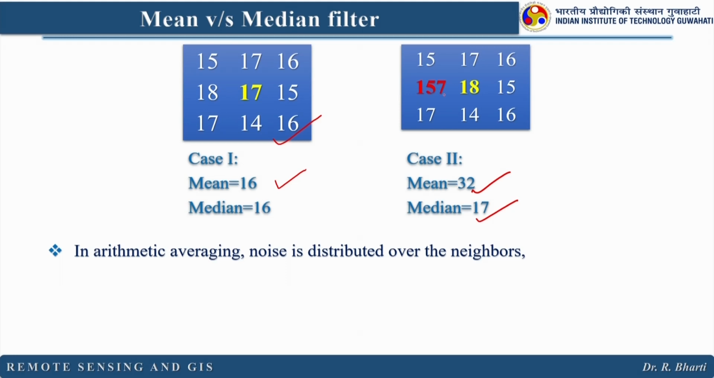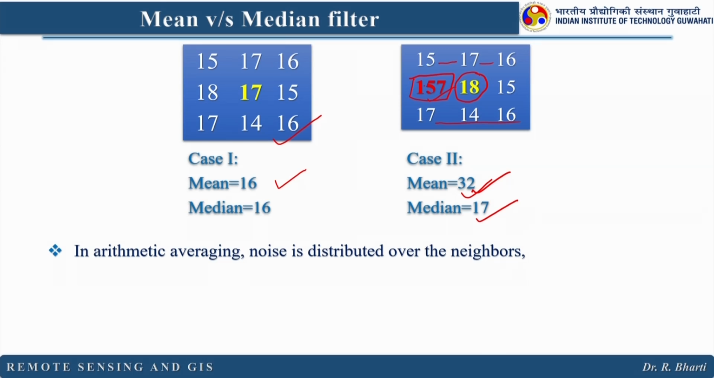Why? Because look at this particular value. All the other values, 15, 17, 16, are in the range of 20. But here one pixel value has come as 157. That means there is some problem with your image which you have not corrected. If you use a mean filter, the central pixel value will be replaced with 32. That means it is not correct. So it is always better to go for the median filter instead of the simple mean filter.